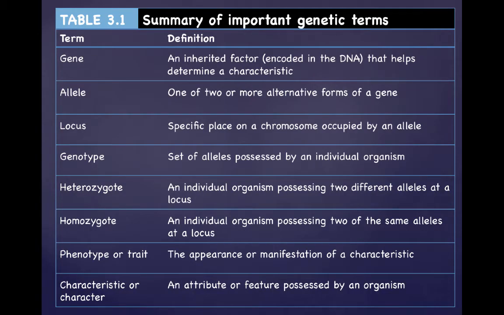First and foremost, in order to get a good grasp of Chapter 3 material, you need to make sure that you review the terms shown on this slide and have a really good concept of what they are. We mostly talked about these terms at the end of Chapter 2. So we're going to be talking a lot about genotypes and phenotypes, so please make sure that you have a really good handle on what those are, as well as genes, alleles, loci, the difference between a heterozygous genotype and a homozygous genotype, and then what a characteristic or a character actually is.